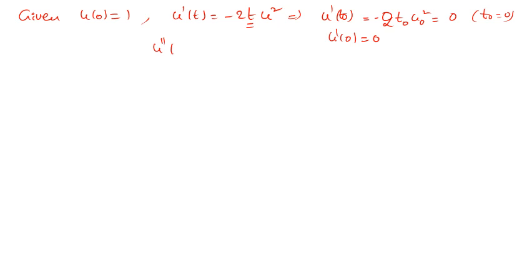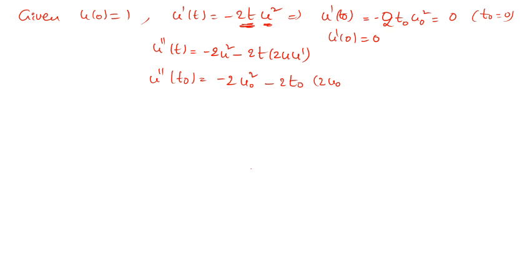Now coming to u double dash t, one more derivative. What is that? UV method. This is one term, this is another term. So first minus 2u square minus 2t into 2u u dash, UV method. Therefore u double dash t0 value is minus 2u0 square minus 2t0 into 2u0 u dash 0. What is u0? This is u0 value 1 and t0 value 0, so the second term is 0. So u double dash 0 value is minus 2.